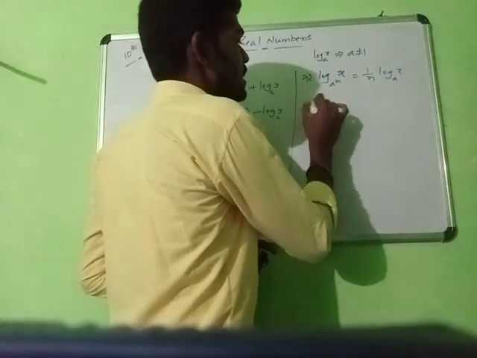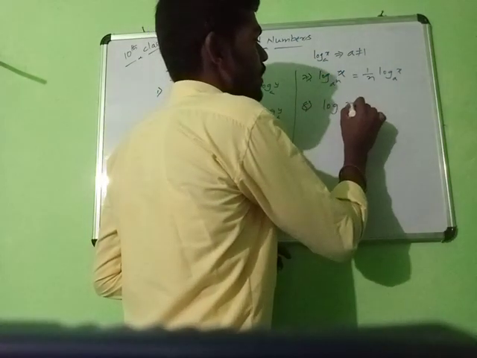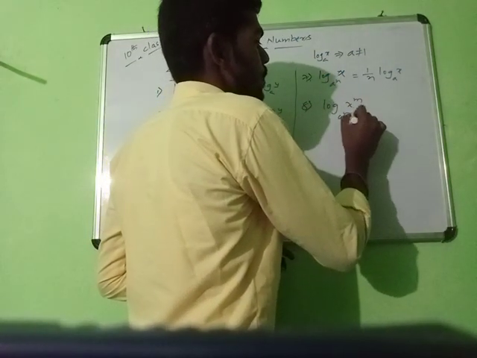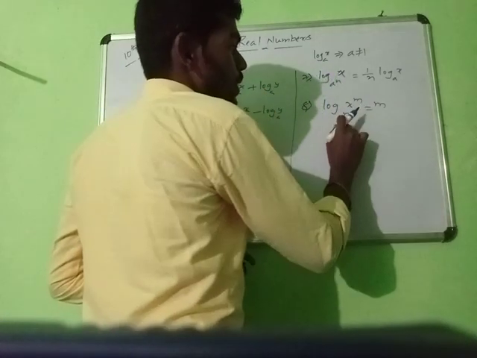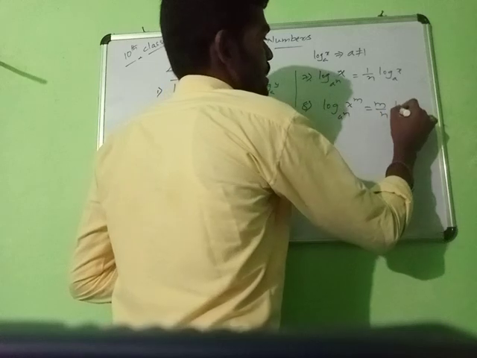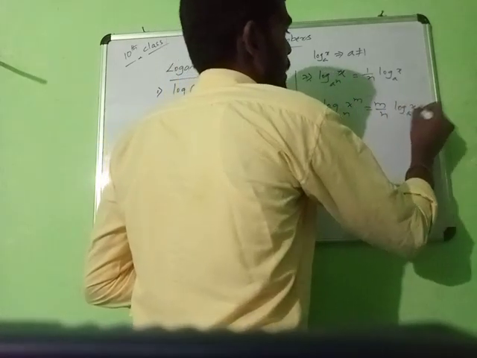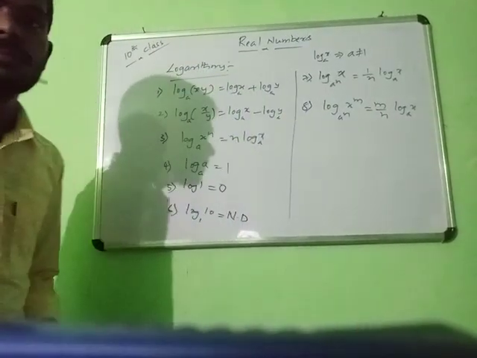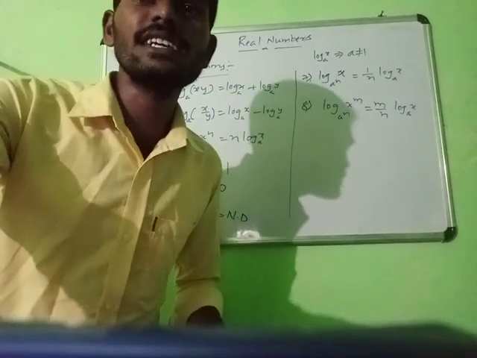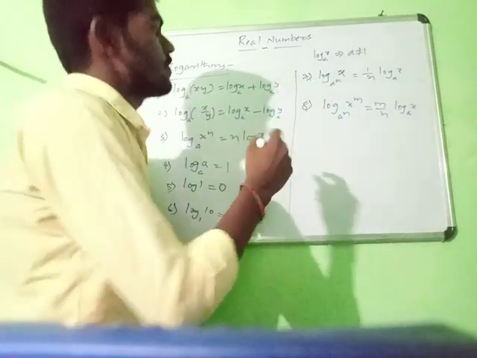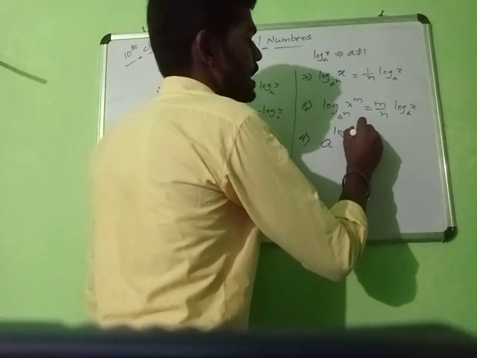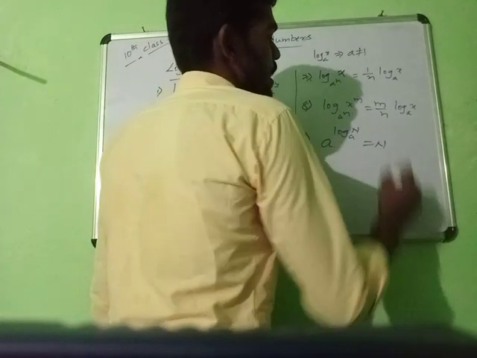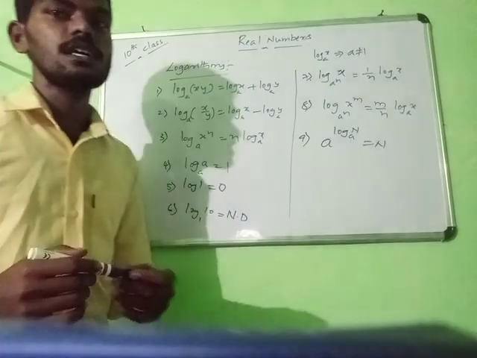And another formula, the eighth one, is log of x power m base a power n is equal to m by n into log x base a. Okay. And then the next one, for example the ninth one, a power log n base a is equal to n. A power log n base a is equal to n.